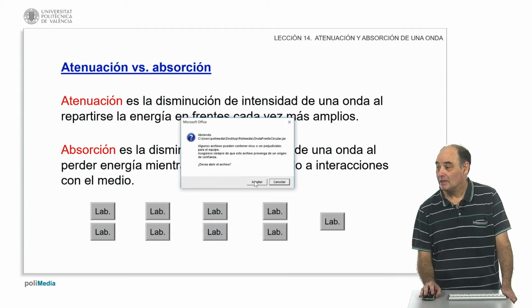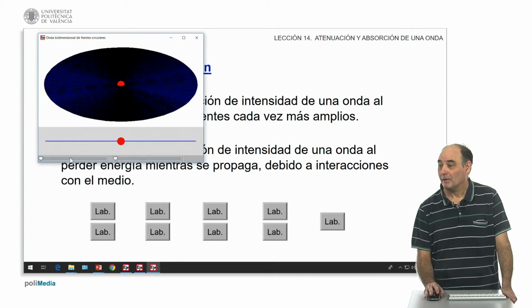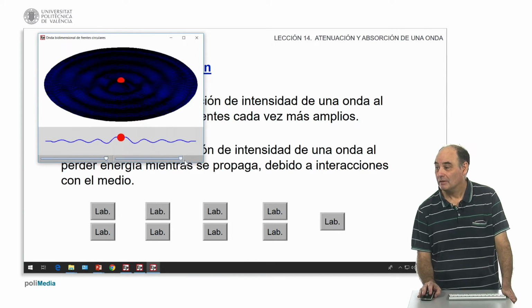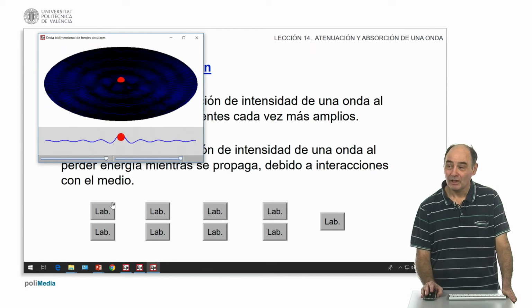If we have both, we can see it, for example, in this case in circular front waves. We have how the amplitude decreases with distance. But if we also add the effect of absorption, the decrease is even more pronounced.